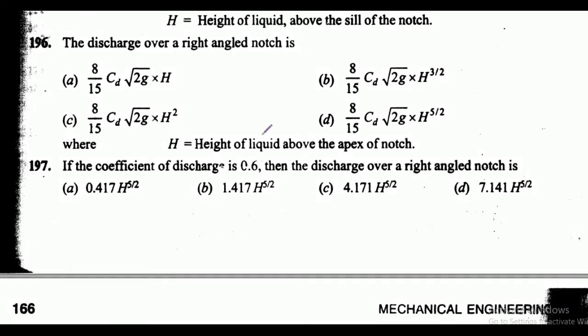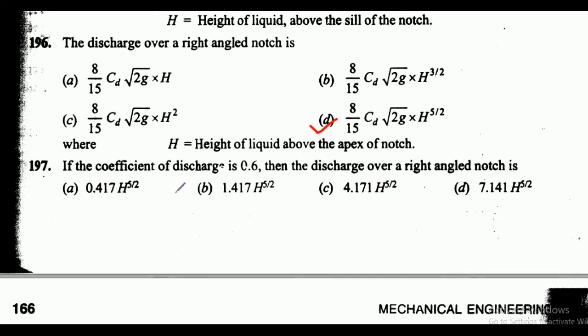Next is: the discharge over a right angled notch is, here friends, these are the options, where H is equal to height of liquid above the apex of notch. So here, friends, the correct answer is option D, that is 8 upon 15 into CD into under root of 2G into H raised 5 by 2.